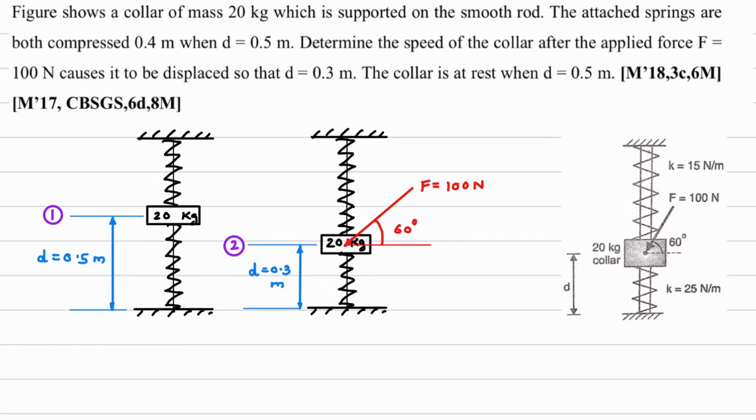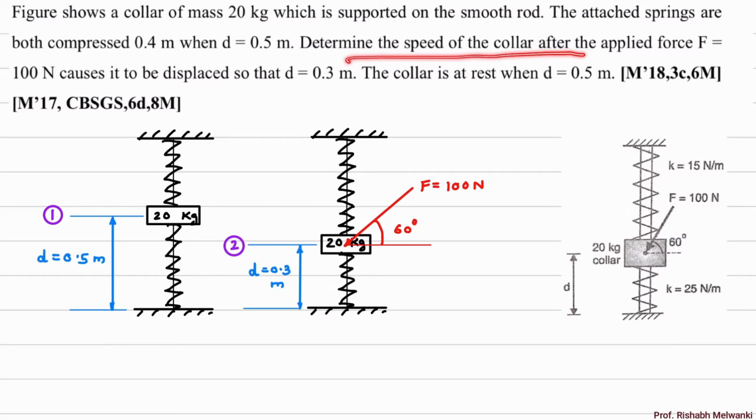Okay, so we'll continue with the question. Determine the speed of collar after the applied force F equal to 100 Newton. So here you can see applied force is there, F 100 Newton at an angle of 60 degree with horizontal. Now here the force applied is angular, so we need y component of the force, because displacement of the block is in y direction. So in order to calculate work, we require y component of applied force.